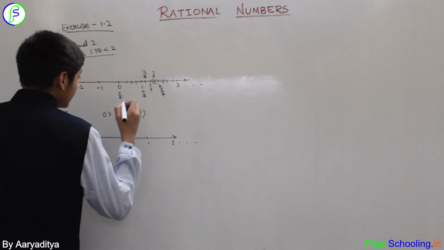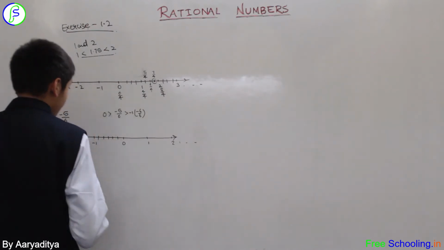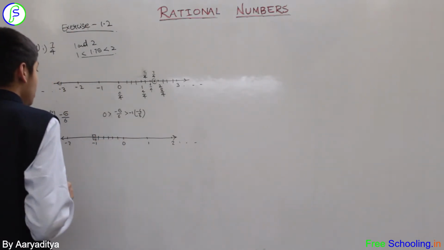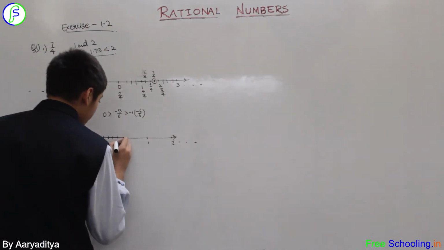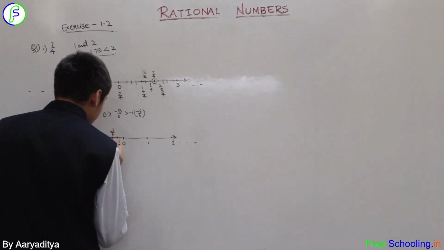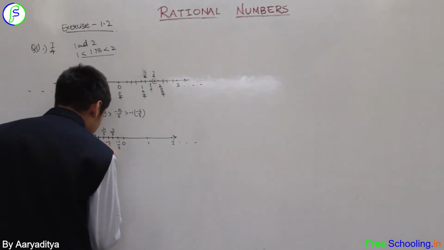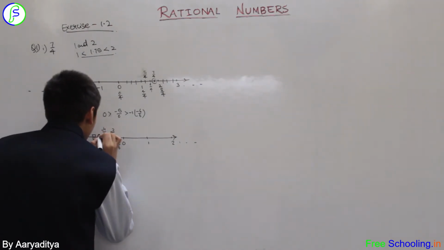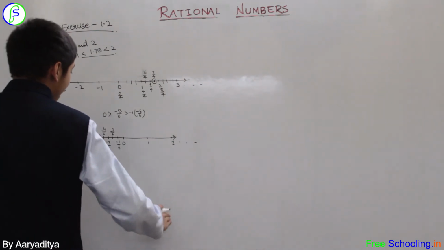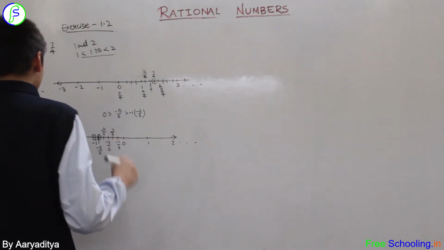So now let's do this. Make 6 equal divisions. I got 1, 2, 3, 4, 5. This one is minus 1, the one which is in the box. And here comes minus 1 by 6, minus 2 by 6, minus 3 by 6, minus 4 by 6, and here comes minus 5 by 6. So the fraction that comes first to the right hand side of minus 1 is minus 5 by 6 if you have made 6 equal divisions, and that's your answer.